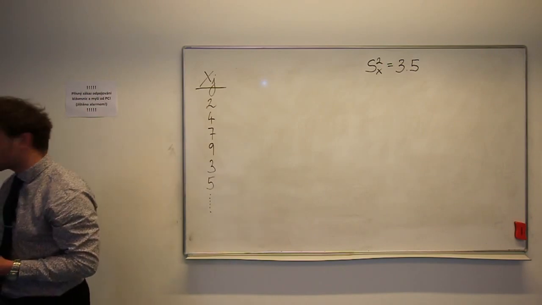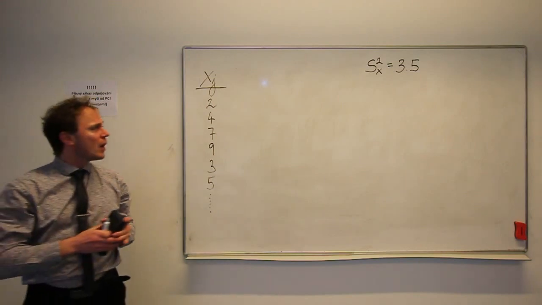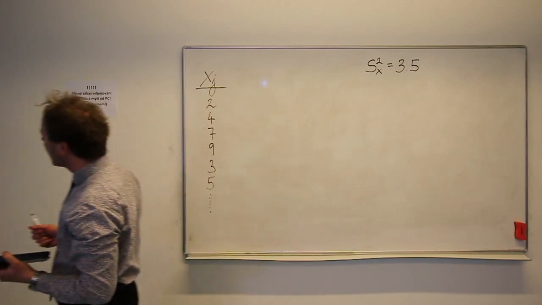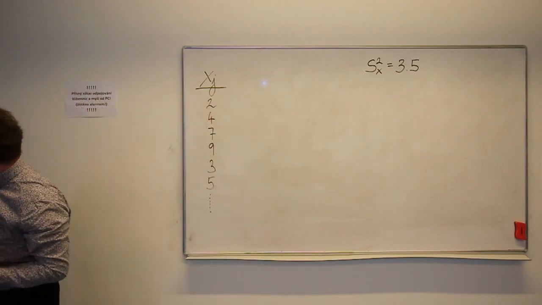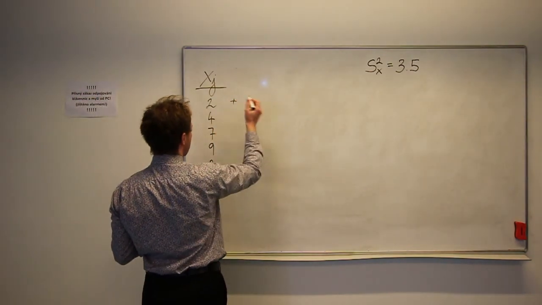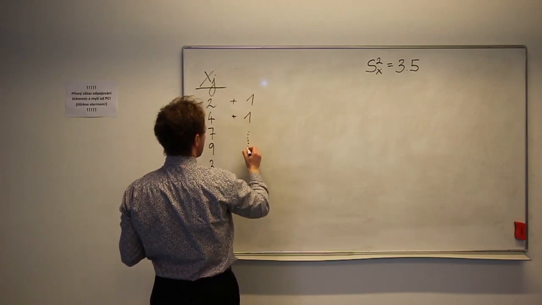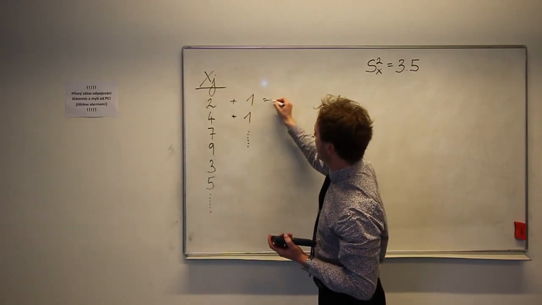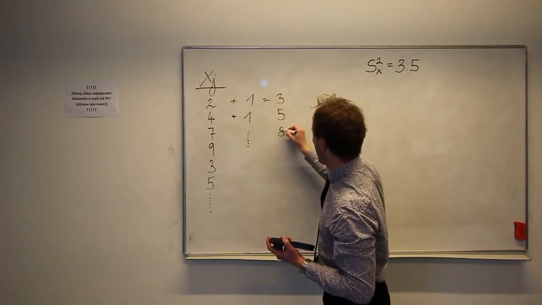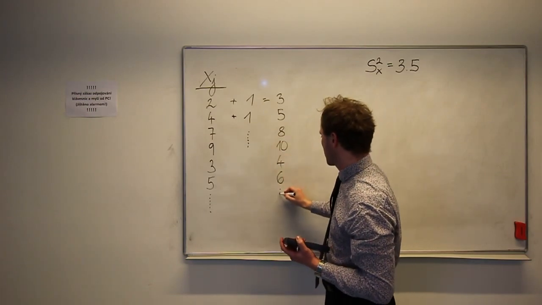The calculated variance is 3.5, and what will happen with this variance if each observed value in the statistical sample is increased by 1? For example, what happens if I write plus 1, etc. So instead of 2, there will be value 3, value 5, value 8, value 10, value 4, value 6, etc.